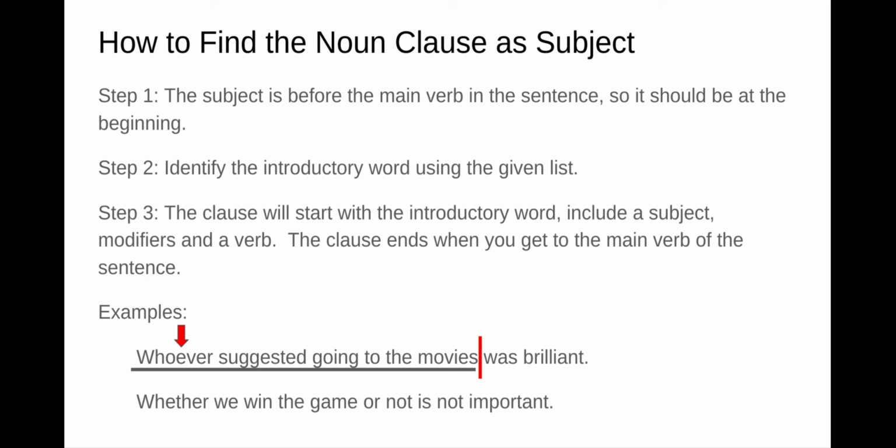So let's test it. Whoever suggested going to the movies was brilliant. Who was brilliant? Well, whoever suggested going to the movies was brilliant. So that tells us that that noun clause is acting as the subject.